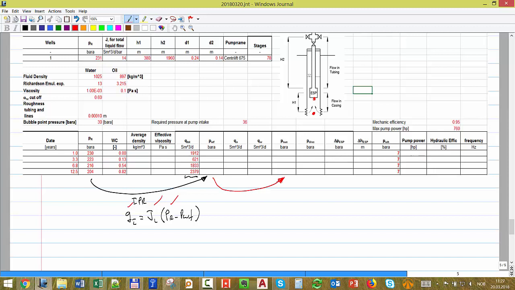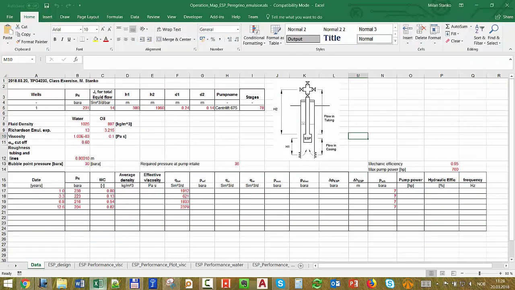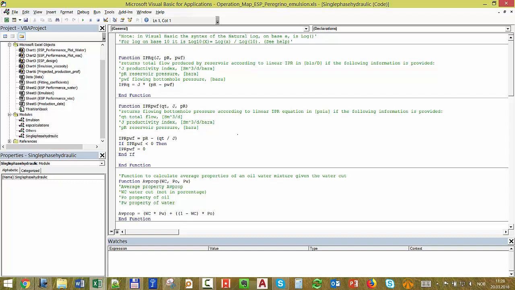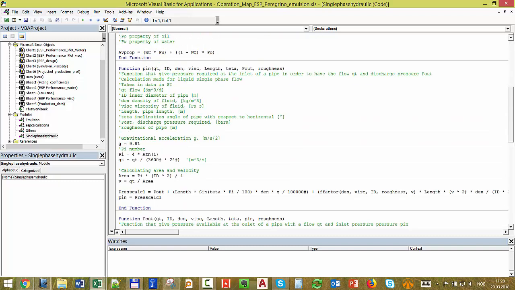What equation do we have to use here? The tubing, but it's not the same tubing we used before. Remember, that was for gas. Here we have to use the Bernoulli equation, H1 equals H2 plus delta H. I have made your life easy, and that's already programmed here. So let's see. You go to the BBA module, I think single phase hydraulic. Then P in has all the data that you need. You specify the rate, internal diameter, density, viscosity, the length, theta, which is the angle from the horizontal, P out, and the roughness of the pipe.